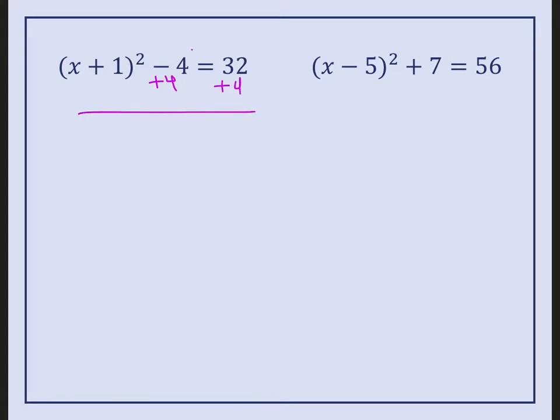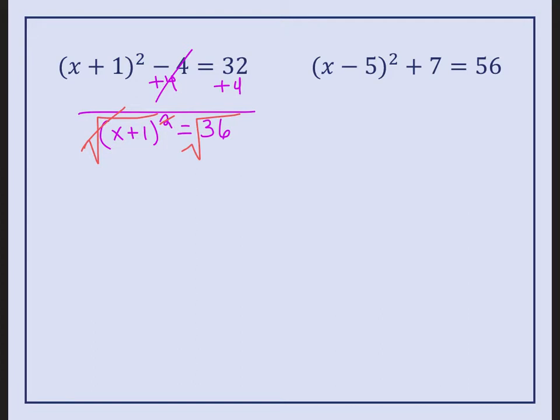When I add 4 to both sides, I have x plus 1 squared equals 36. Now that I have the term that's squared by itself, I can get rid of the square by doing the inverse, which is taking the square root. If I take the square root of one side, I also have to take the square root of the other side. So I have x plus 1 equals the square root of 36.